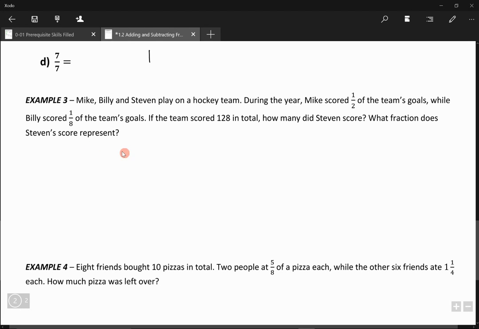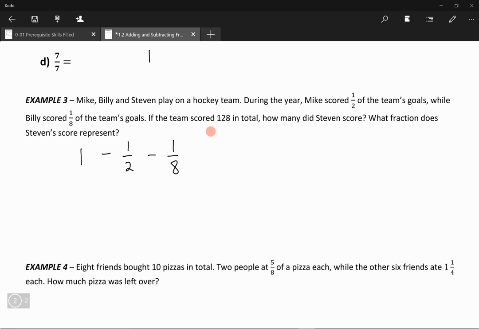Okay. So what's the whole? The whole thing is 128 goals, but I want to express that as a fraction. So all of the goals can be represented by 1. And then I can subtract half the goals, which were Mike's goals, and then again subtract 1/8 of the goals, which were Billy's goals, and then whatever's left over would be Steven's number.